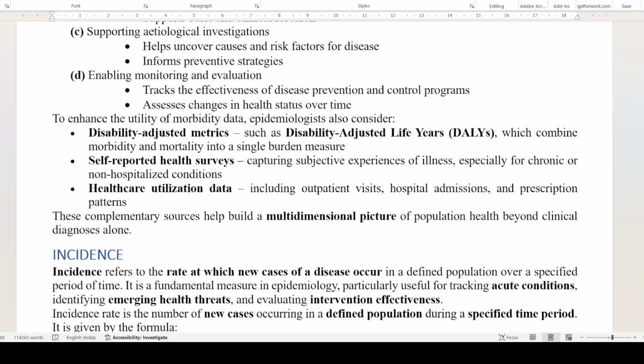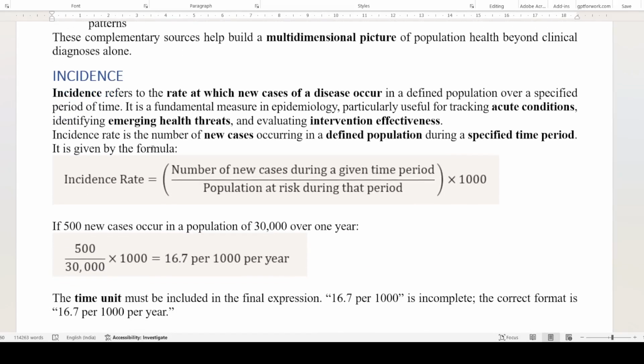So to enhance the utility of morbidity data, the epidemiologists consider disability adjusted metrics, like disability adjusted life years, which combine both morbidity and mortality into a single burden measure. Self-reported health surveys are there, healthcare utilization data is there, so that we can utilize the morbidity data to its fullest. So the main indicator is incidence.